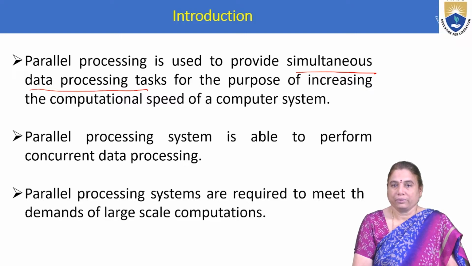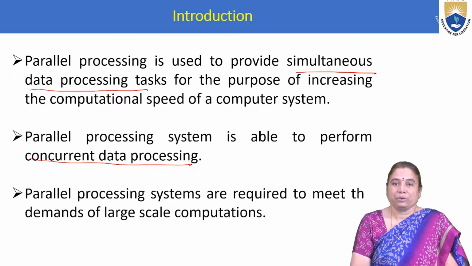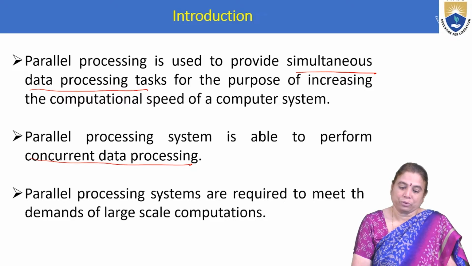of the computer system. At a single unit of time, generally the computer can execute a single instruction, but with the help of parallel processing, more than one instruction can be executed at that particular unit of time, so that the computational speed of the computer can be increased. So parallel processing systems are able to perform concurrent data processing. So simultaneous execution is possible, which leads to concurrency of task execution.